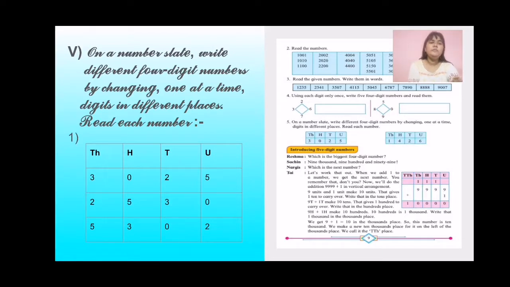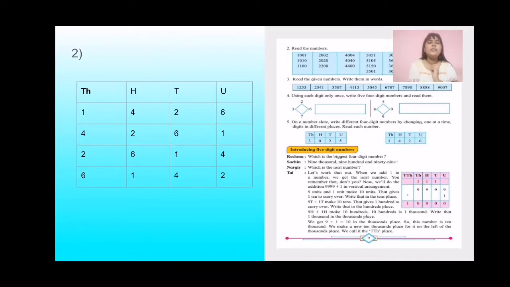So write down. Next is Th, H, tens and unit. In the same way, it is like 1, 4, 2, 6. See, I have been changing the places of the digits in the place values. Like first I wrote 4, 2, 6. So 4 came first, then 2, then 6, then 1. In the same way, then 2, 6, 1 and 4. In the same way 6, 1, 4 and 2. So you'll read these numbers like 1426, 4261, 2614, 6142.